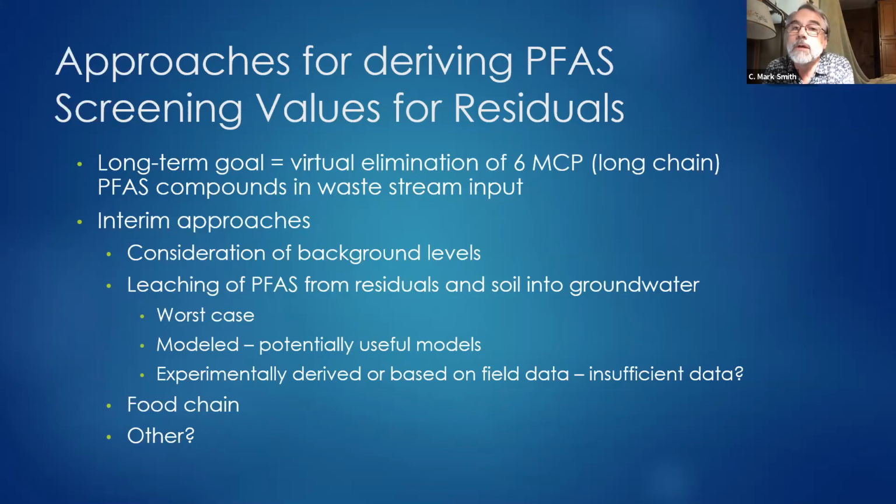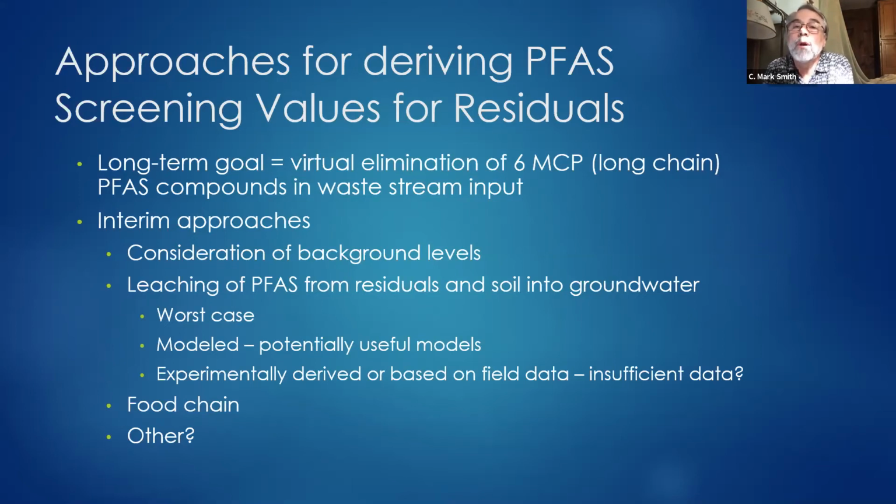It is probably not terribly realistic with respect to the impacts to the groundwater, versus modeled approaches where we can use sophisticated or fairly sophisticated models to estimate the leaching of these compounds from the soils and from the biosolids to groundwater, and then their movement through the groundwater to wells or other sources of potential exposure. Now, we understand that the various models that are out there are limited, but we do think that there are a number that are potentially useful in establishing screening values.